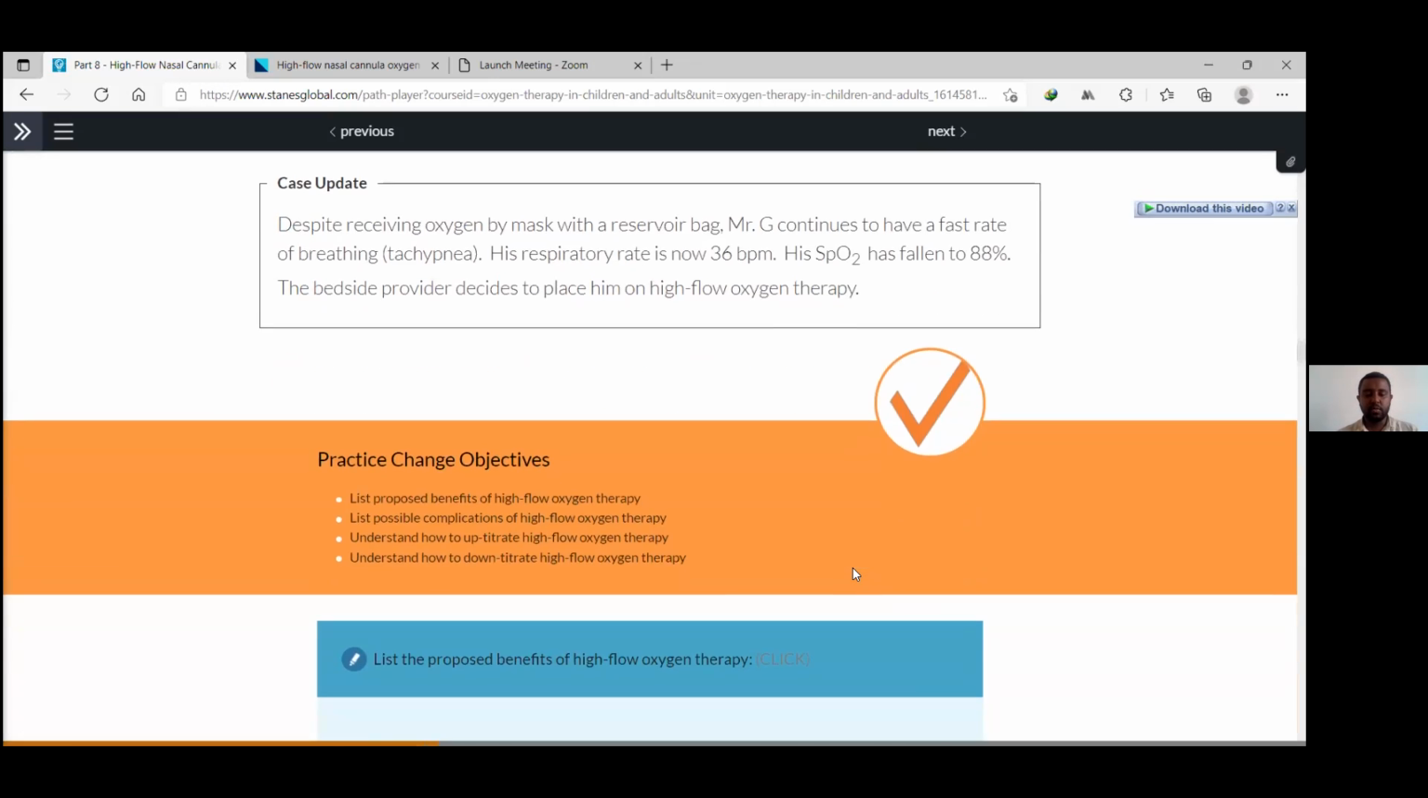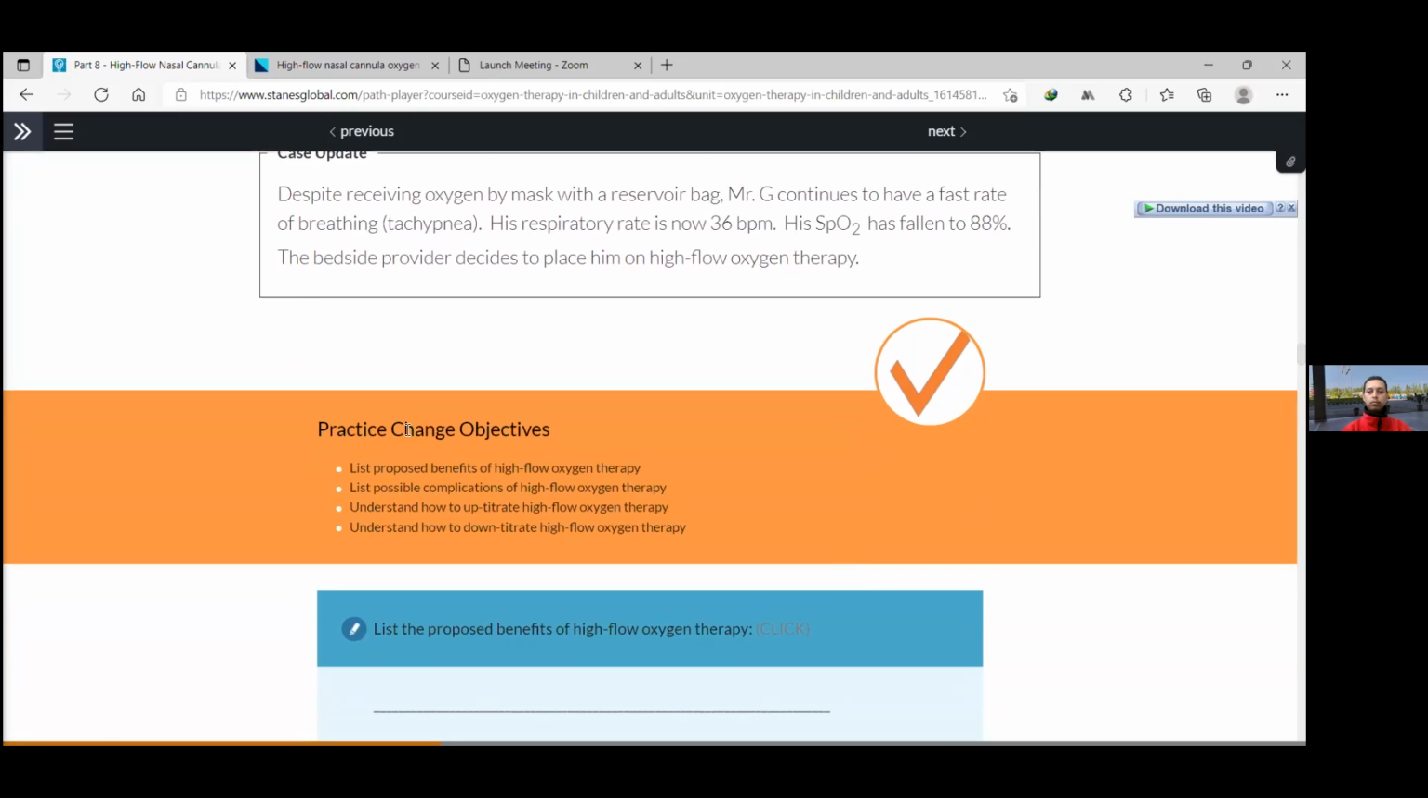So we have some practice change objectives. We will list some of the benefits and the complications of high flow oxygen therapy and understand how to up titrate and down titrate high flow oxygen therapy. First off, let's start with the benefits of high flow oxygen therapy in the chat box.